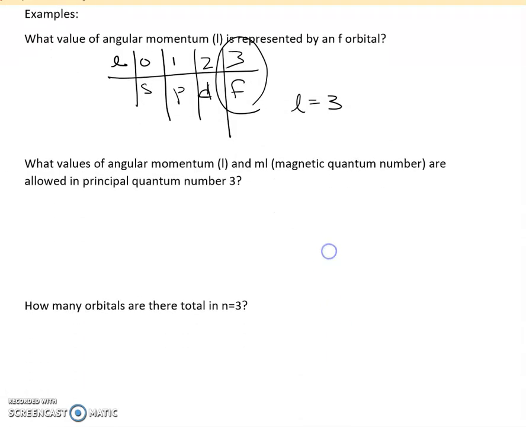Now, what values of angular momentum l and m sub l are allowed in the principal quantum number 3? What I'm going to do here is stop the module and make one more to go through the rest of these problems, because I'm running out of time with this video. Then we'll look at a few more examples so it makes sense how to solve these types of problems. Again, it's seemingly abstract, but once you do the examples, it's not so bad.